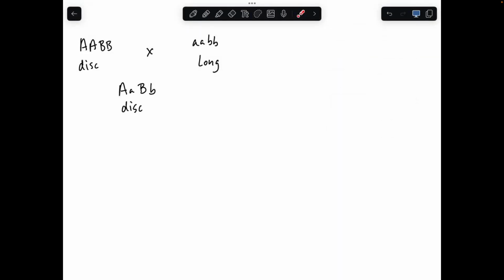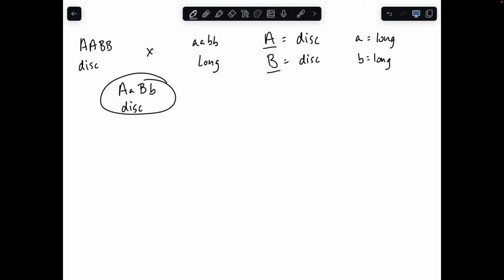Okay, so in some way, both of these genes, both A and B, are responsible for the disc shape. And little a and little b are both responsible for the long shape. So as long as you have one big A and one big B, you will get a disc, like right here. If you have all little a's and all little b's, your fruit will be long. But what happens if you have the other combinations?